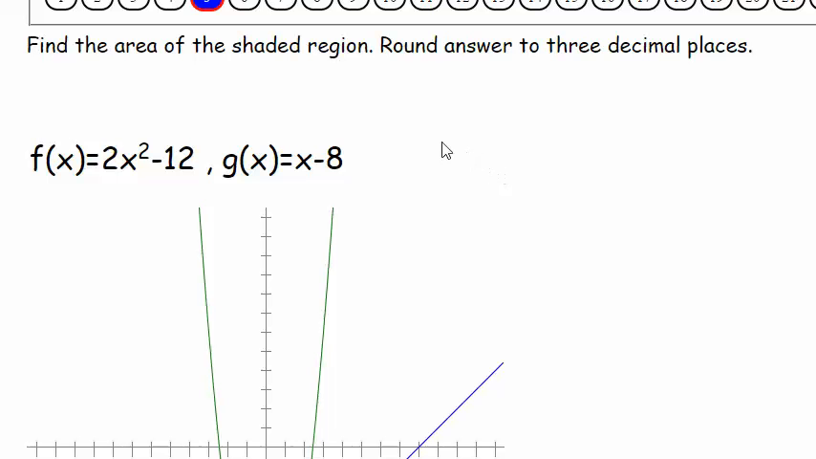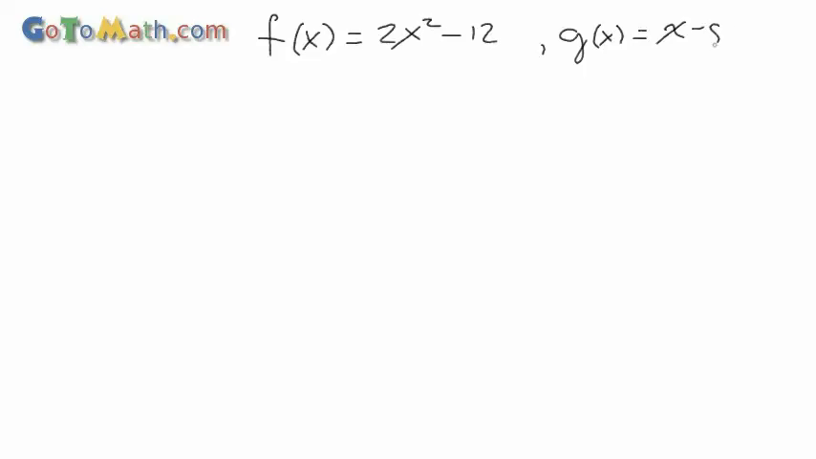Got it? Alright, good. Let's move over to the whiteboard. As usual, I write our functions down up here: 2x squared minus 12. Of course, I picked these kind of easy ones to learn the concept first, then we move into much harder stuff later. Aren't I nice? I'm such a nice guy.